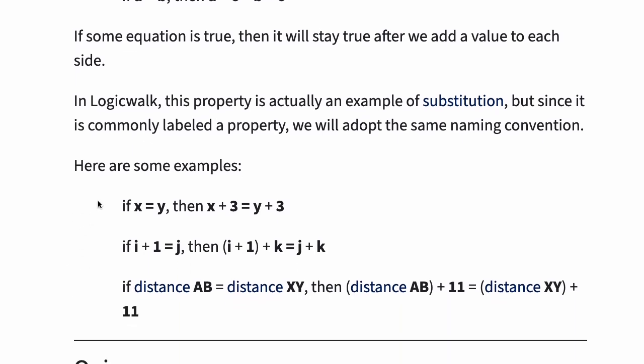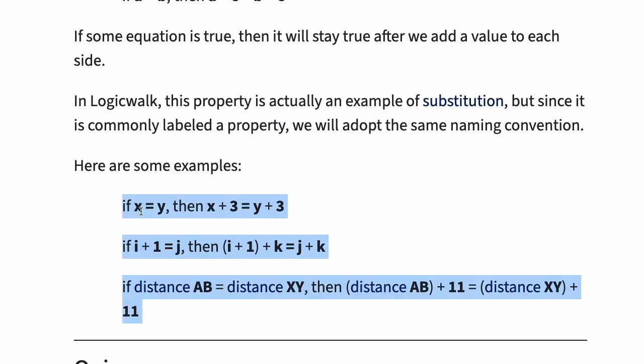Here are some examples. If x is equal to y, then x plus 3 equals y plus 3. If i plus 1 is j, then i plus 1 plus k is equal to j plus k. Finally, if distance between a and b is equal to the distance between x and y, then distance from a to b plus 11 is equal to distance from x to y plus 11.